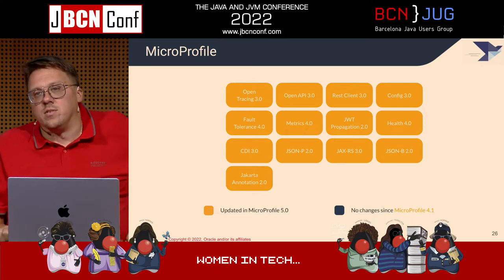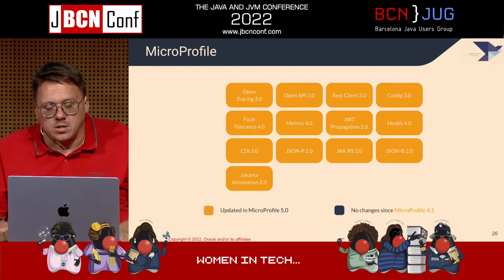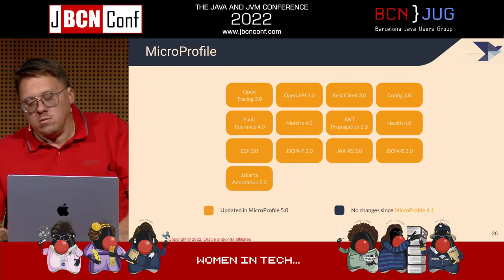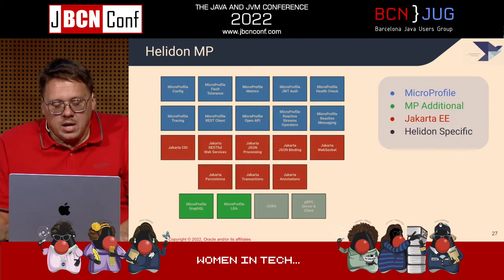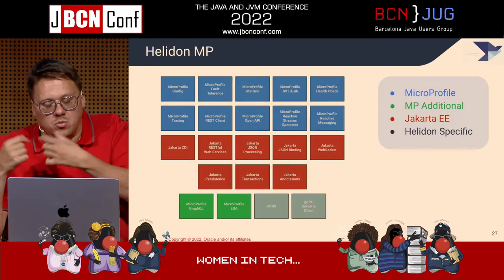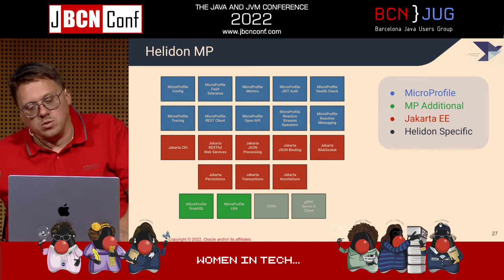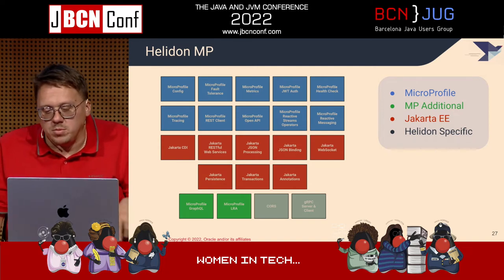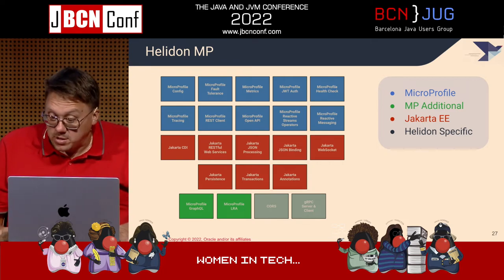What does that mean? Whenever you have some code which is MicroProfile-based, you drop it into Helidon, and it will work out of the box. You don't need to rewrite anything. So whenever you switch vendors, you do it the easy way. Actually, with Helidon, you get even more. It's not only MicroProfile specifications. There are some specifications which are also under the MicroProfile umbrella, like GraphQL and LRA. We also do implement them. We also dropped in some Jakarta EE specifications there.